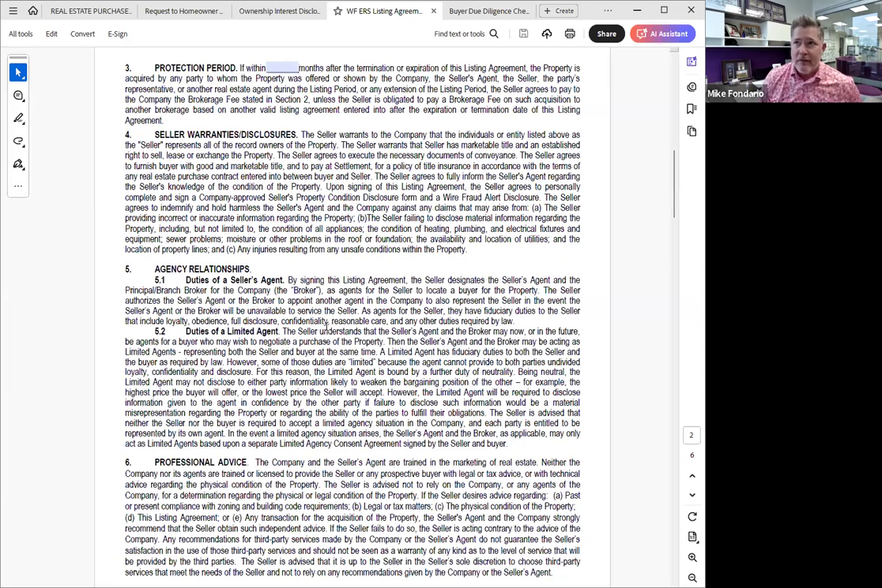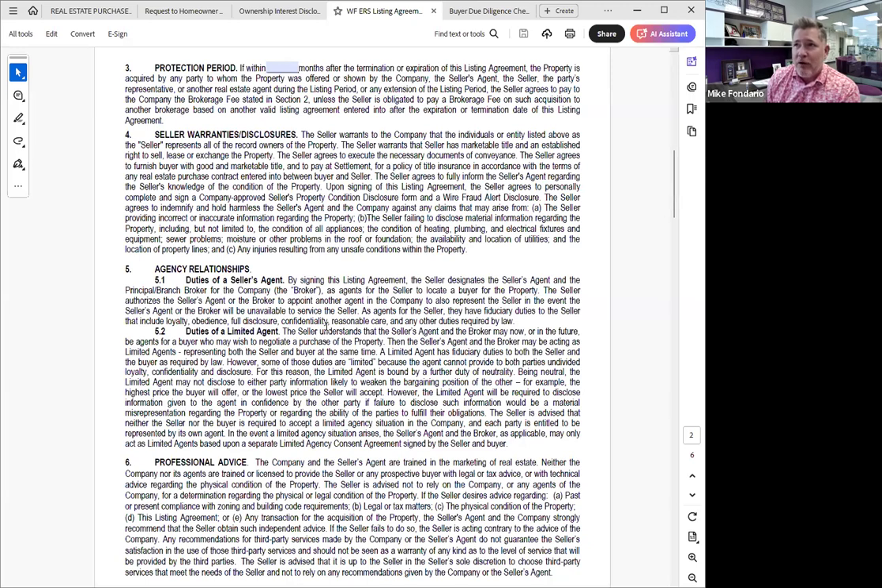The seller warrants to the company that the individuals or entity listed above and the seller represents all of the record owners of the property. The seller warrants that the seller has marketable title and established right to sell, lease, or exchange the property. The seller agrees to execute the necessary documents of conveyance. The seller agrees to furnish buyer with good and marketable title and to pay at settlement for a policy of title insurance in accordance with the terms of any real estate purchase contract entered into between buyer and seller.